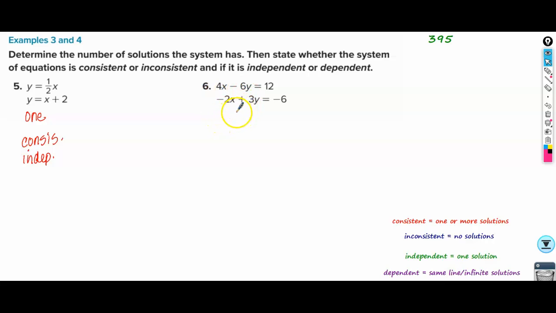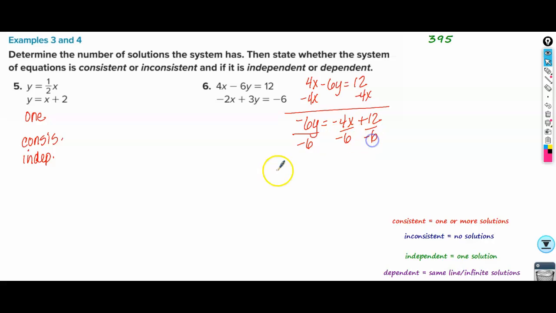All right, now this one is a little bit more challenging because both of these equations are written in standard form as opposed to slope-intercept form. So we're going to have to fix that. We have 4x minus 6y equals 12. We want to get it in slope-intercept form. So let's subtract 4x from both sides. That gives me negative 6y equals negative 4x plus 12. Divide everything by negative 6. And I get y equals, negative over negative gives me a positive, 2/3 x minus 2.